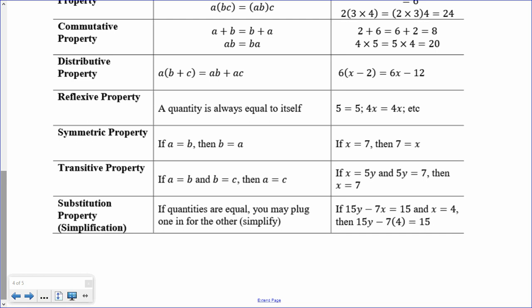Transitive property is kind of like our syllogism. Transitive is when you have A equals B, B equals C, therefore A equals C. It's like our syllogism. P to Q, Q to R, therefore P to R. This is just the numeric version with equal signs.